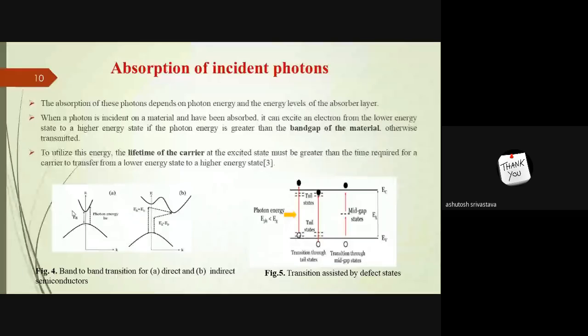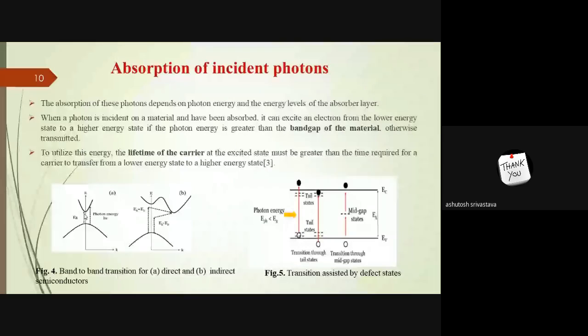From conduction band minima to the valence band maxima, and this process is called absorption, which is the very first step of solar cell working, and this process occurs in the absorber material. Now depending on the material we are using, it can be either a direct band gap semiconductor or an indirect band gap semiconductor.